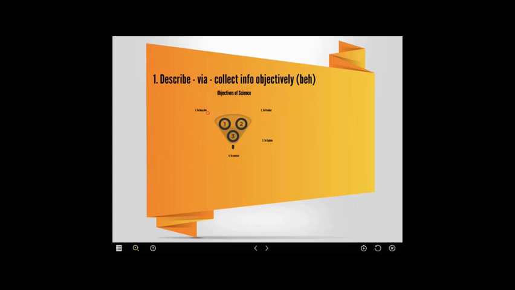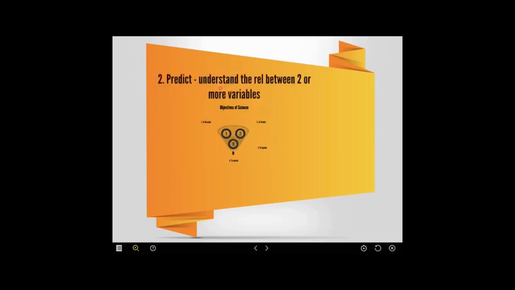When you describe a behavior, you are collecting information objectively and trying to describe a particular phenomenon of interest, or the observation. Or when there are 2 or more variables, the objective of the scientist would be to find the relationship between the 2 variables, so that when you know the value of one variable, you know the value of the other variable. So this objective is called prediction.